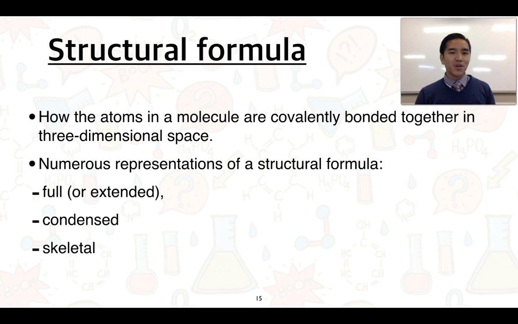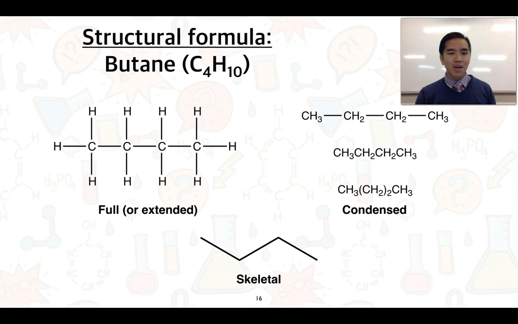But we can then go into some shortcut methods. We can write a condensed structural formula, and we can even further condense it to form what we call a skeletal formula. To have a look at that, I'm just going to show you a particular alkane, which is butane. This is its molecular formula. It'll have an empirical formula of C2H5. That doesn't really tell us how these atoms bond, so the structural formula shows us exactly how this occurs.